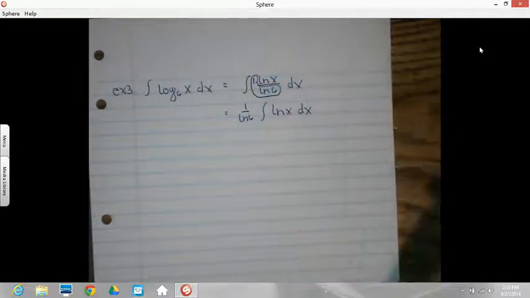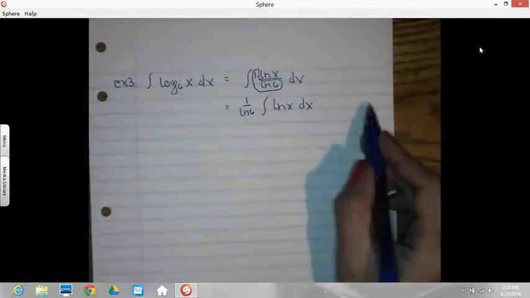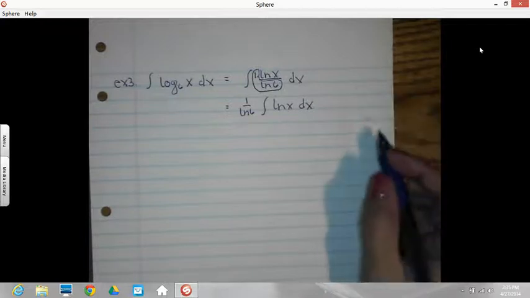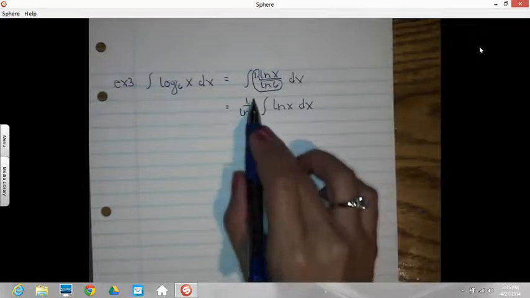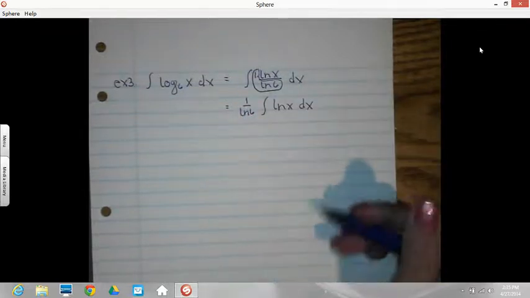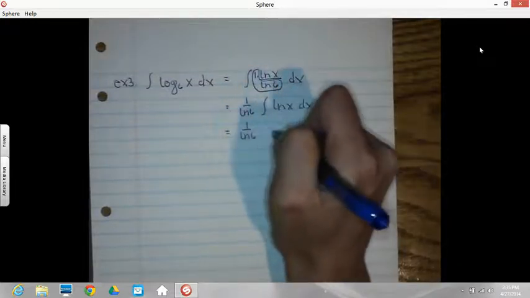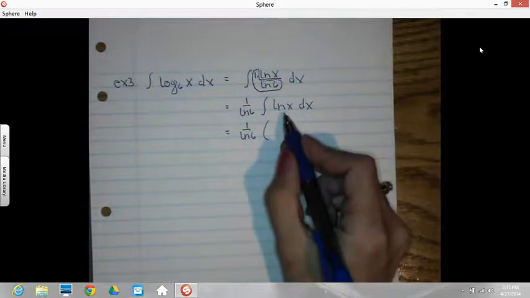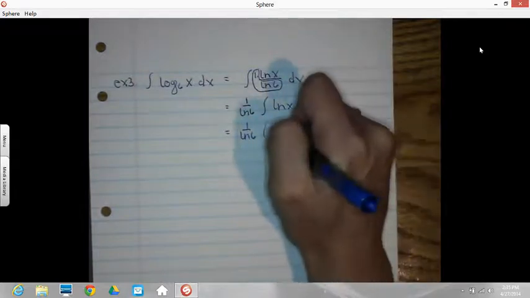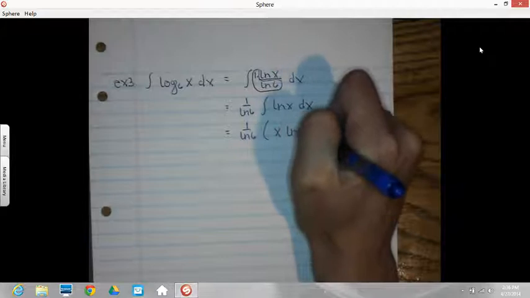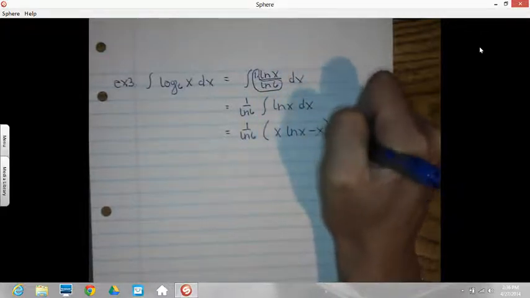At this point, you could use your u dv if you wanted with natural log, or you can use your blue sheet since we just did it. This 1 over natural log of 6 is just going to carry along. So it's 1 over natural log of 6, and then this integration rule, right from your blue sheet, is x natural log of x, minus x, plus c.